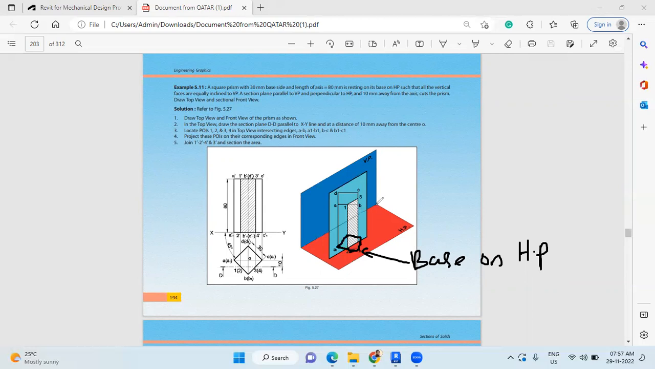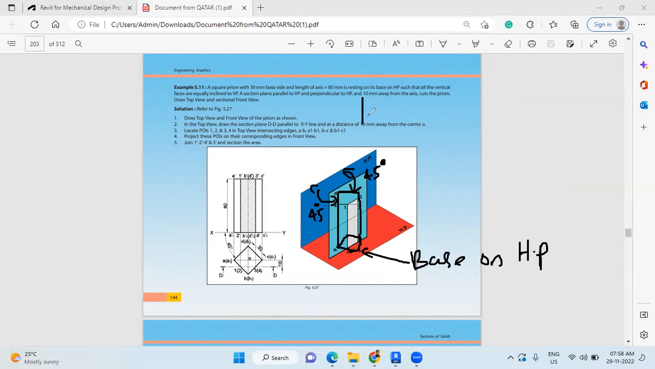What is meant by vertical face? The rectangular face can be called a vertical face, right? So vertical faces means these are the vertical faces. And these vertical faces are equally inclined to VP. Equally inclined to VP means the inclination is 45 degrees, right? This side inclination is 45 degrees.